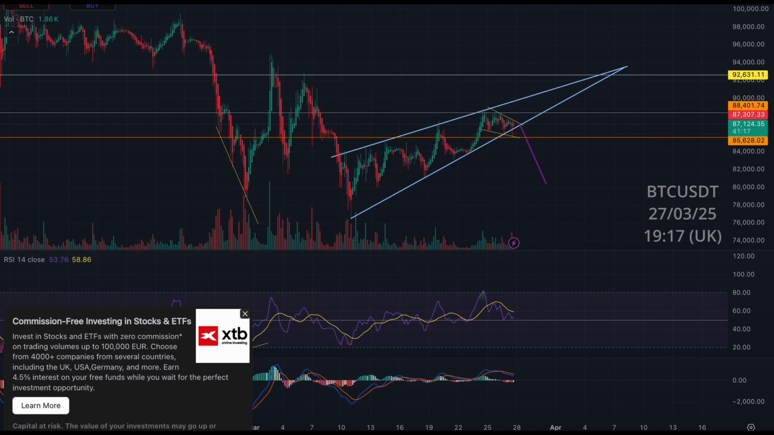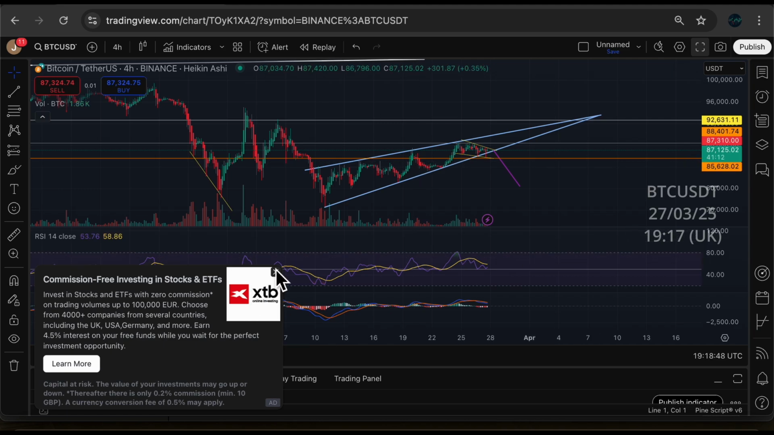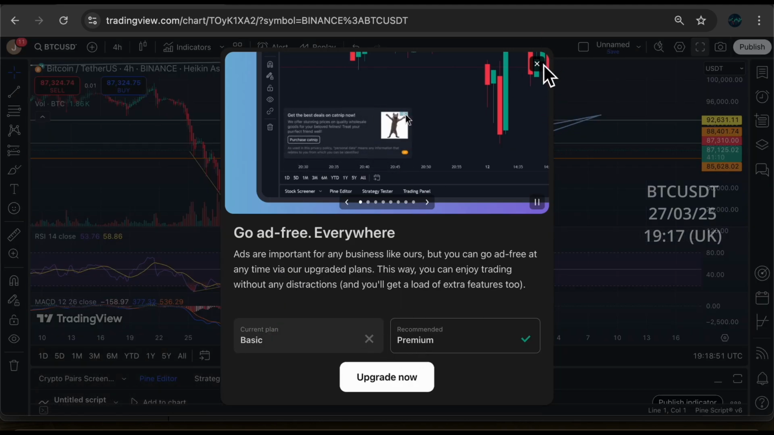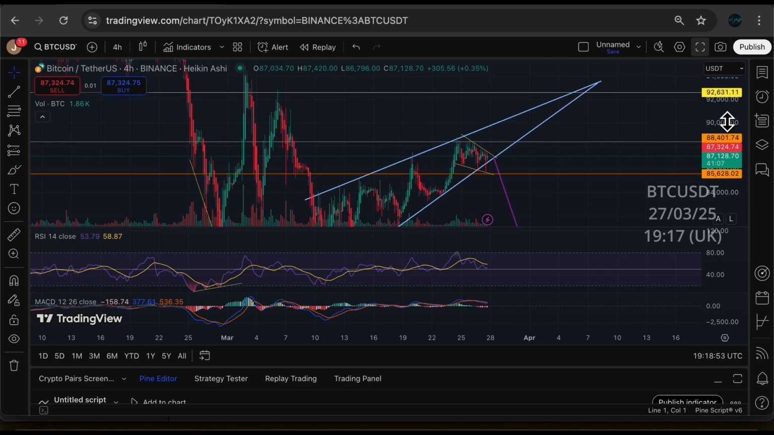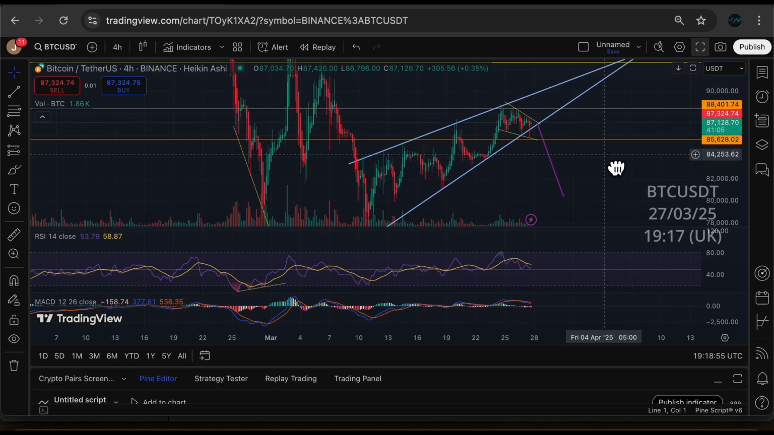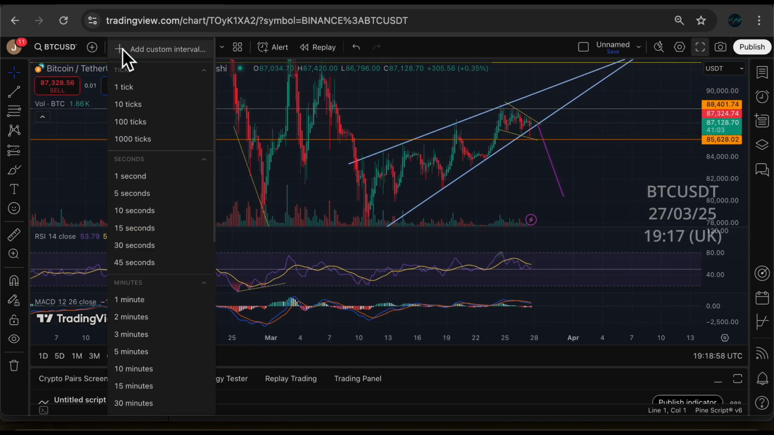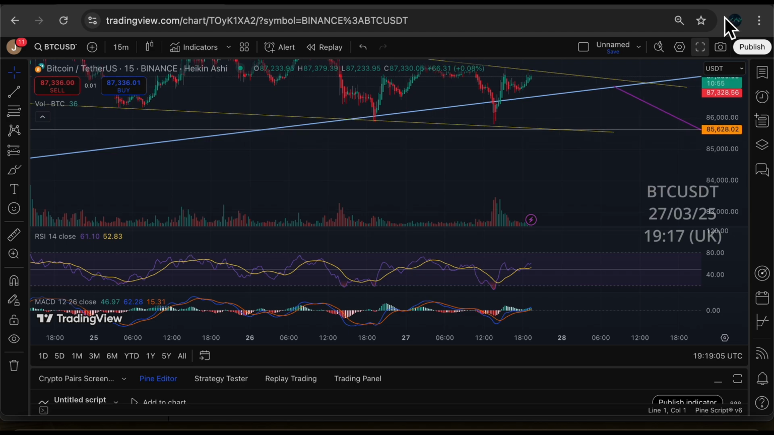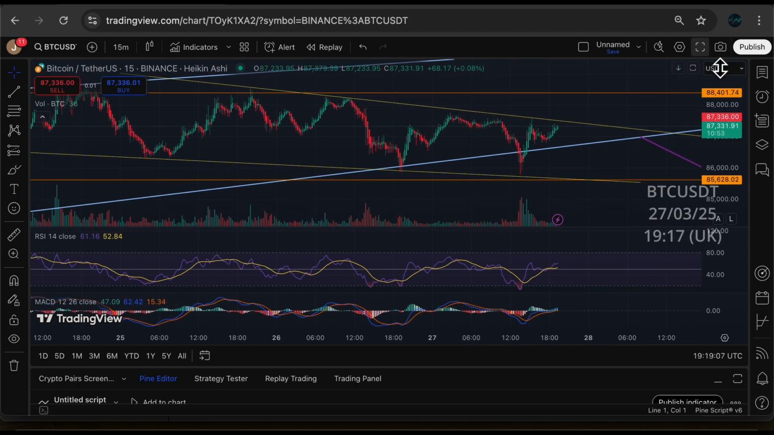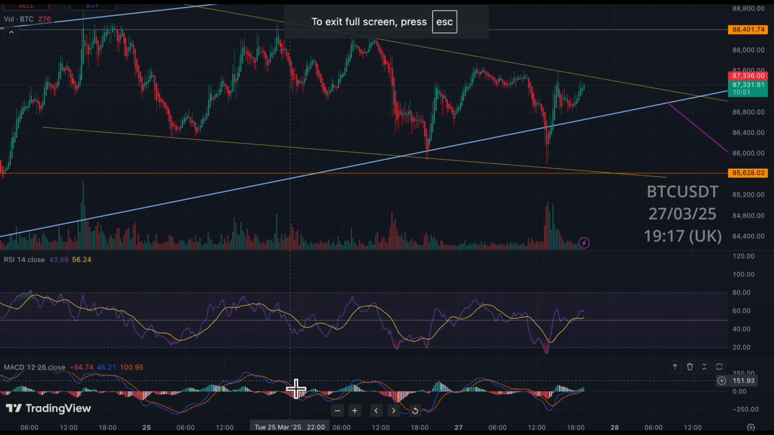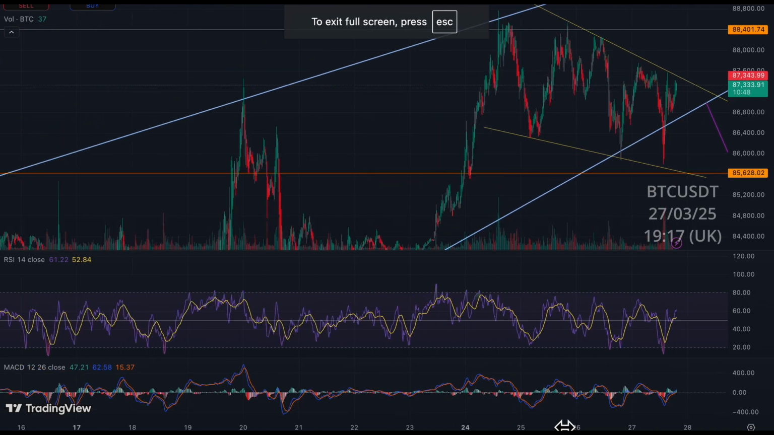Now, excuse all these pop-ups, we're using the demo version of Trading View, we're not using the pro version. If we go to the larger picture, excuse me, if we zoom in rather, let's go to the 15-minute and see what's been happening. So I'm going to open this up a bit more. Okay, so let's see what's been happening on the 15-minute since the last.